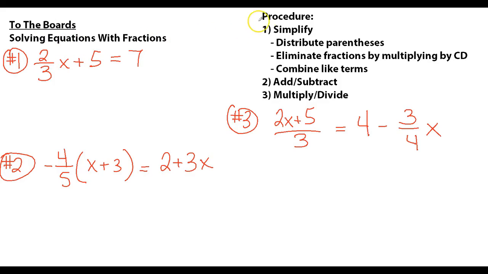There's a three-step procedure when doing these types of problems. First, you want to simplify by distributing into the parentheses. Then by eliminating fractions by multiplying each term by the common denominator. Then you want to make sure to combine your like terms and get the x's to the same side. Next, you need to add or subtract. And then last, you need to multiply or divide to get the x by itself.